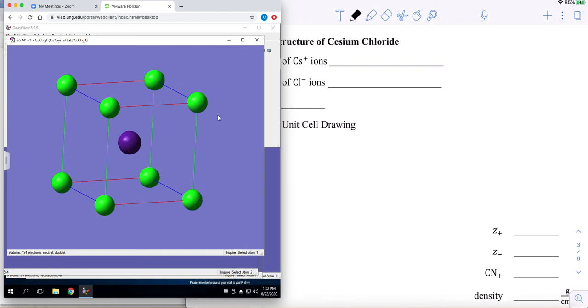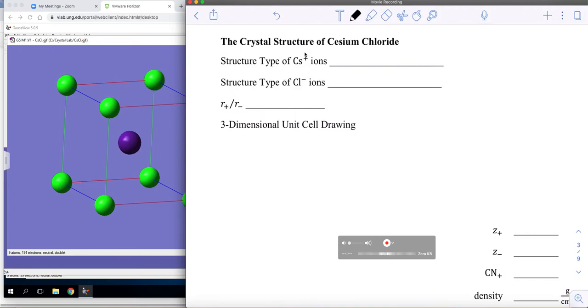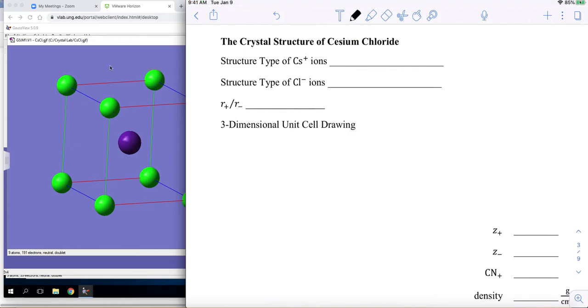All right, so looking at our structure that we do have here, this is the structure of cesium chloride. Now, ionic compounds are different in the way that we talk about their actual structure types, because notice when you're asked here about the crystal structure for cesium chloride, it asks for a structure type of your cesium ions and a structure type of your chloride ions. And so they each have different arrangements or ways that we talk about them.